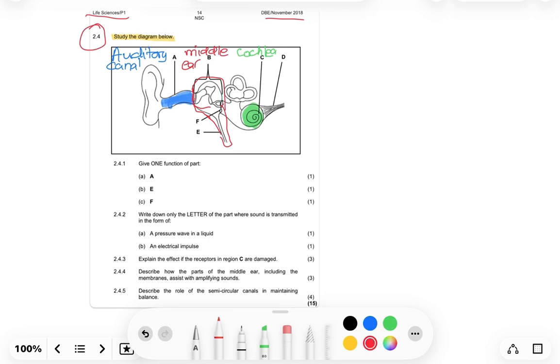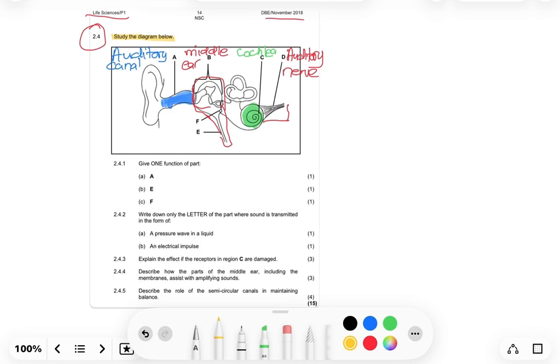Part D is this whole structure, which is the auditory nerve. So label it auditory nerve. Okay, then we come down. Part F.